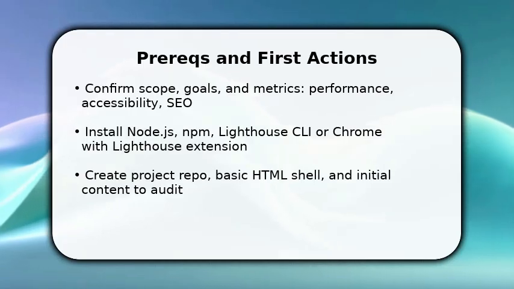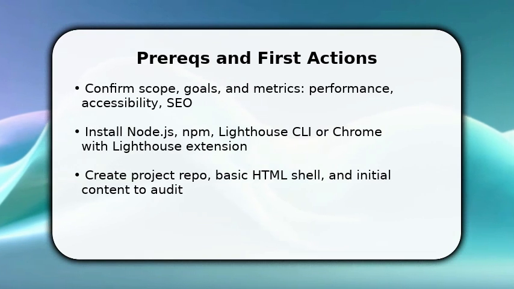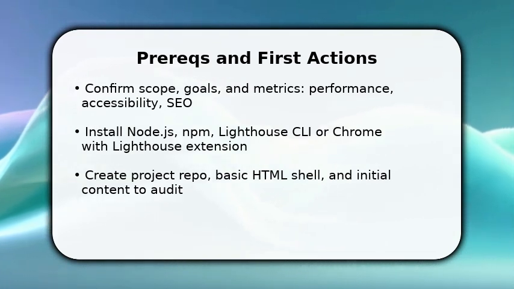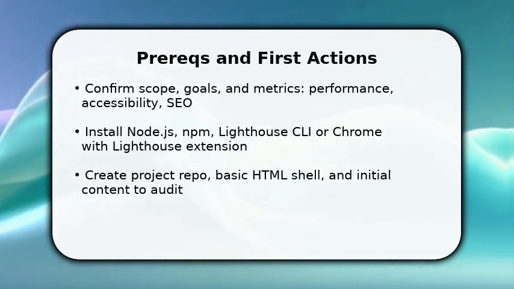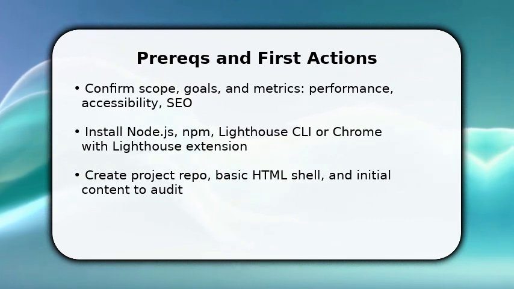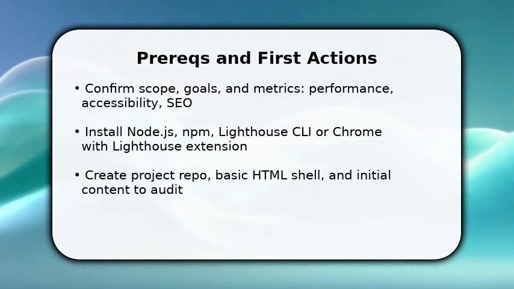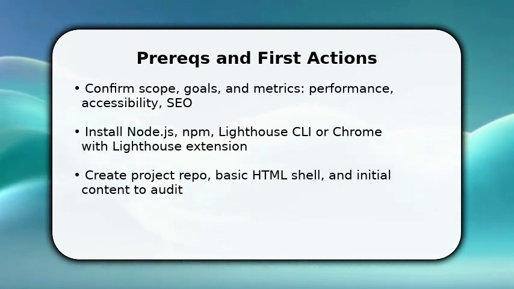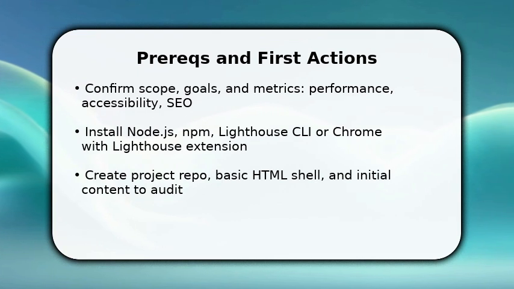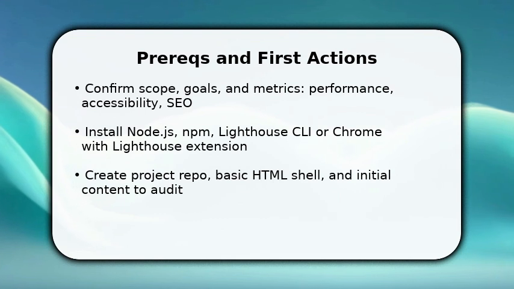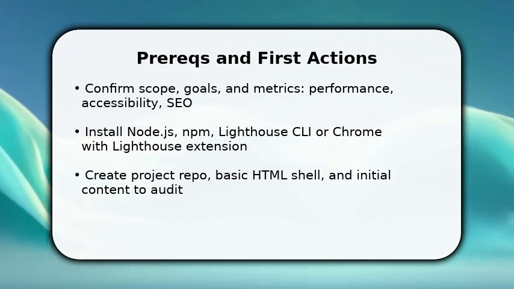You start by defining measurable goals so you know what success looks like. This saves rework later. Install Node.js and the Lighthouse CLI, or enable the Lighthouse extension in Chrome so you can run audits immediately. Initialize a repo, add a minimal HTML shell, and commit initial content. Once done, run a quick Lighthouse audit to capture baseline scores and identify the first gaps to target.